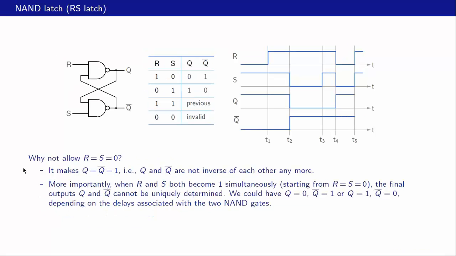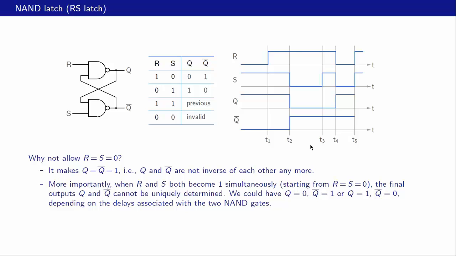The question we want to answer now is, why not allow R equal to S equal to 0? In this table, for R and S equal to 0, we say invalid here. So the question is, why is this invalid? Alright, so there are two parts to the answer. One, it makes Q and Q bar both equal to 1, as we have seen earlier. That is, Q and Q bar are not inverse of each other anymore, and it doesn't make sense to call this output Q and this Q bar. So that is one reason, but that is a relatively trivial reason. There is a much more important reason, and let us look at that now.